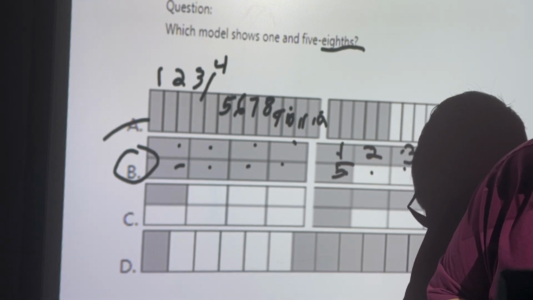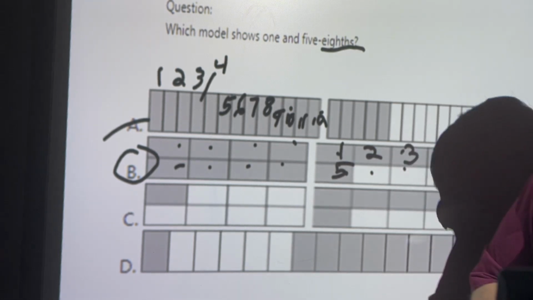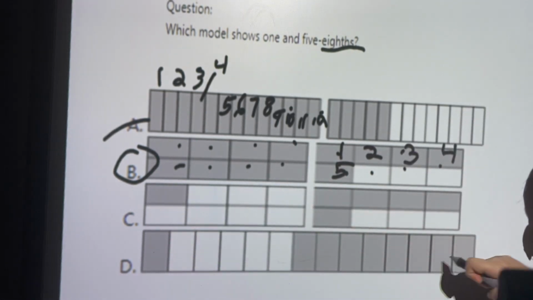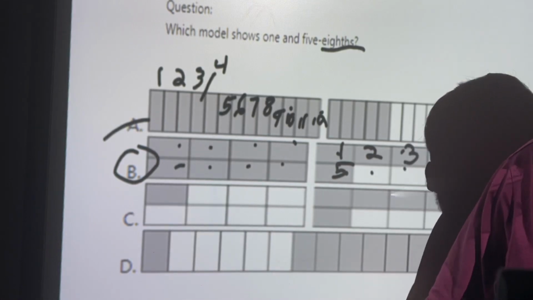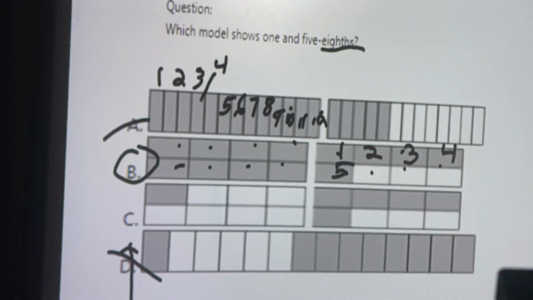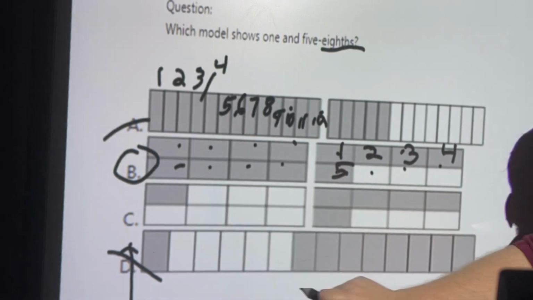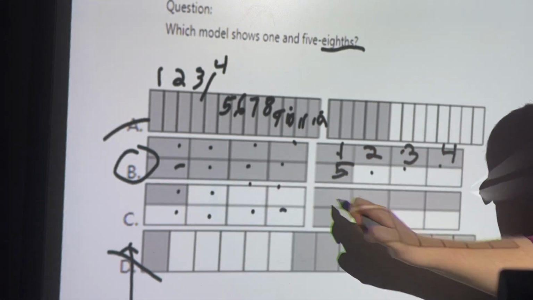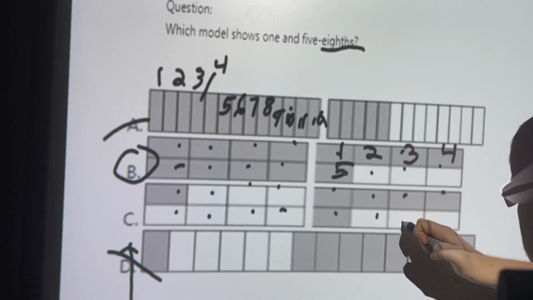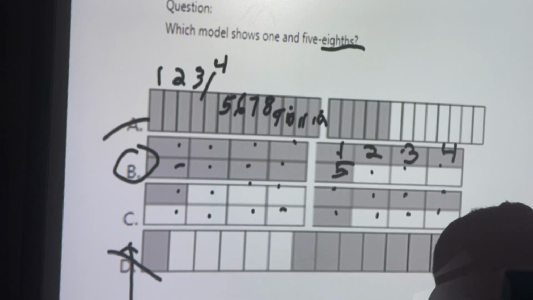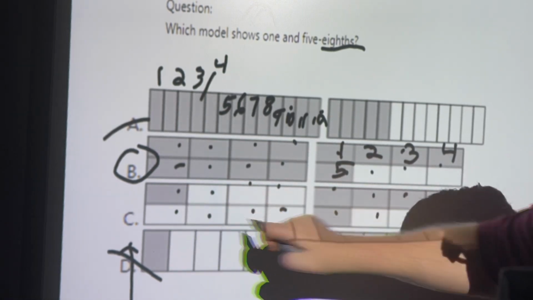No, why not? We have to prove our answer. Check the other answers. The problem with D is what? It's one whole thing, so that can't be it. That's a silly answer. What's wrong with C? It's an 8. 1, 2, 3, 4, 5, 6, 7, 8. What's wrong with it? It has one shaded in, and it got 5 shaded in too.